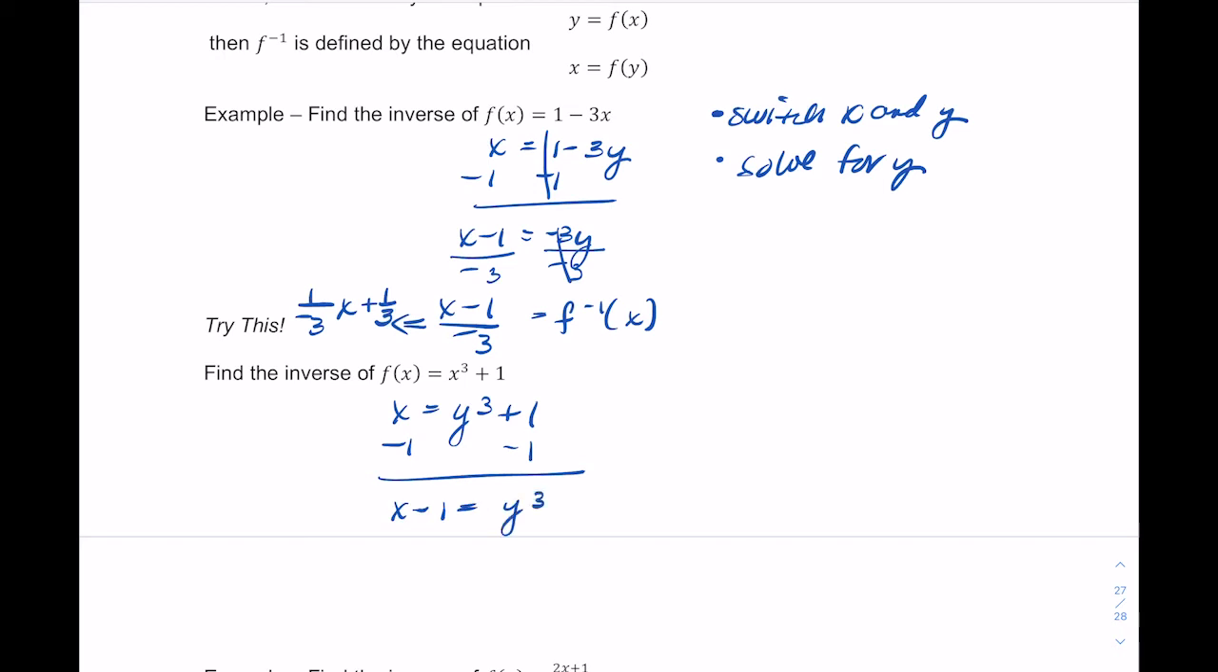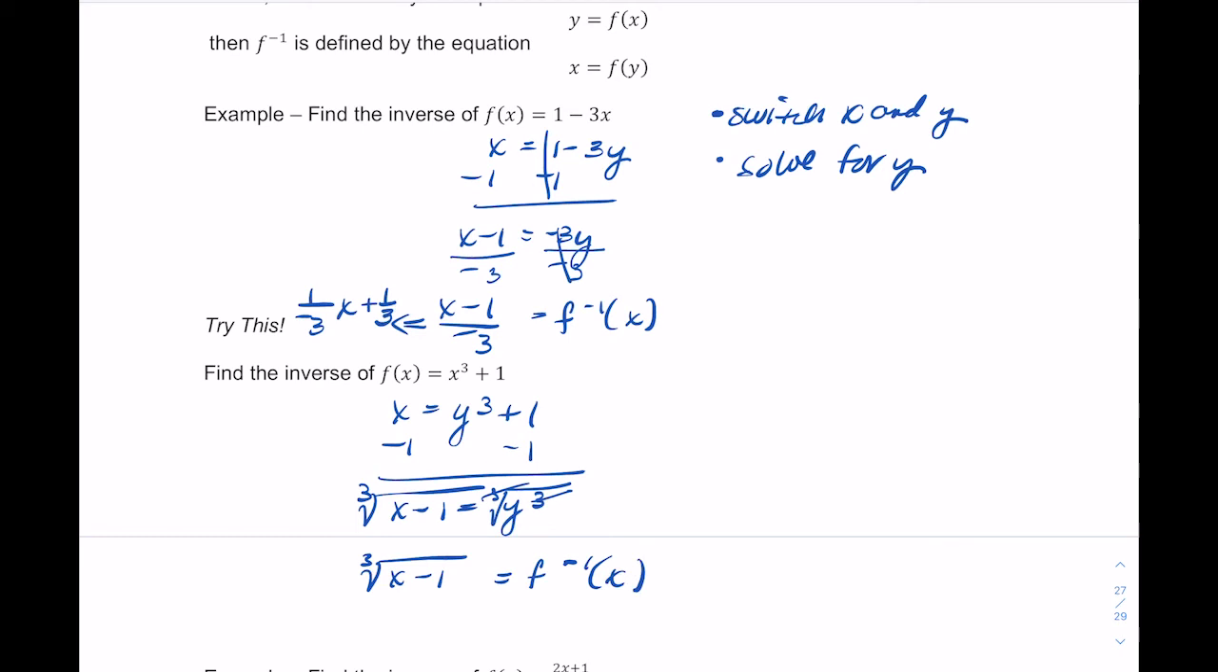And if you think back, how do I undo a square if I had y squared? I would take the square root. How do I undo a cubed then? I just take the cube root. And what happens is the 3's will cancel each other here. So all you're left with is the cube root of x minus 1, and we're going to make this f inverse of x.